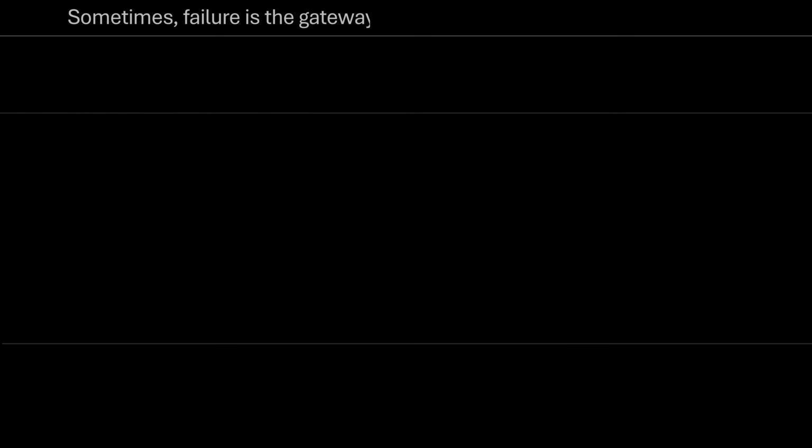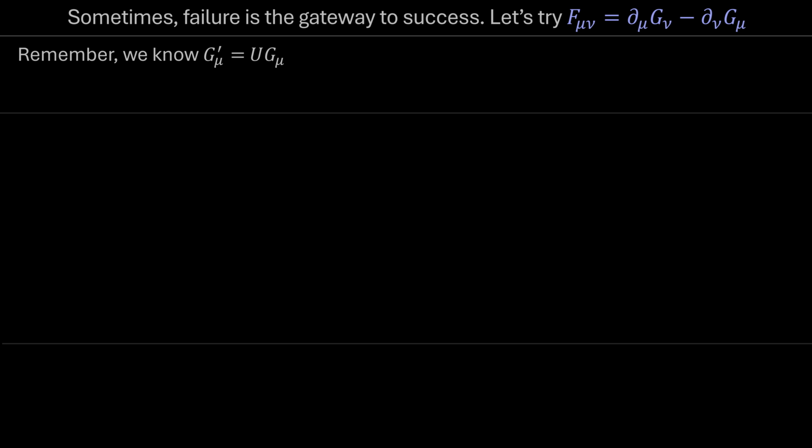Okay, using failure as a gateway to success, let's try the 6 ways. So we're going to assume that F mu nu is partial mu g nu minus partial nu g mu. Now let's remember the rules of the game. So when we hop from one gauge to another, our gauge field g mu is going to have to transform into g mu prime, which we get by putting g mu in a u dagger sandwich to reorient it properly with regards to color space. And then we also add on this derivative term, which cleans up the scrunchy and the floppy mess that we're making with our local SU3 transformation.